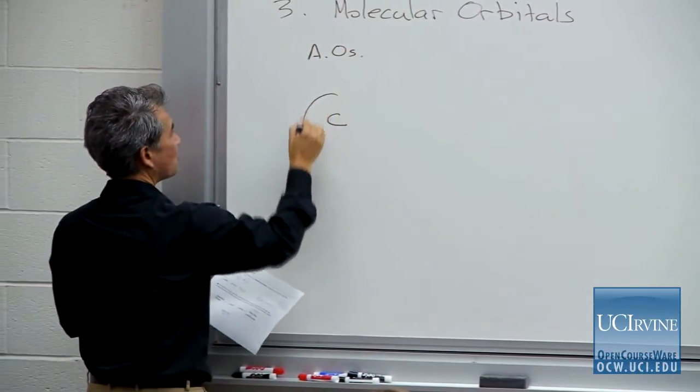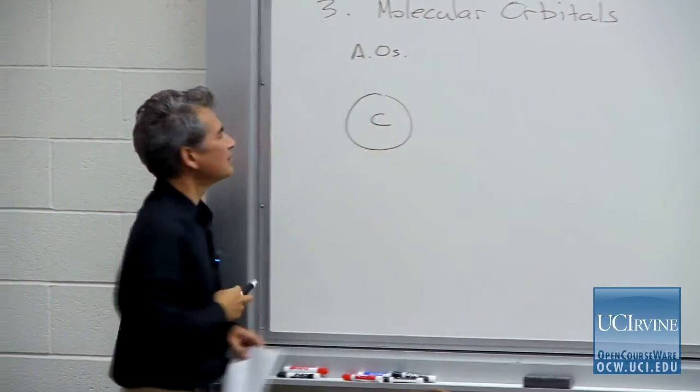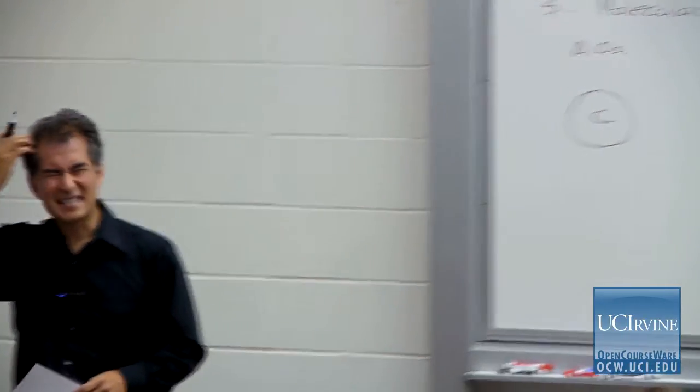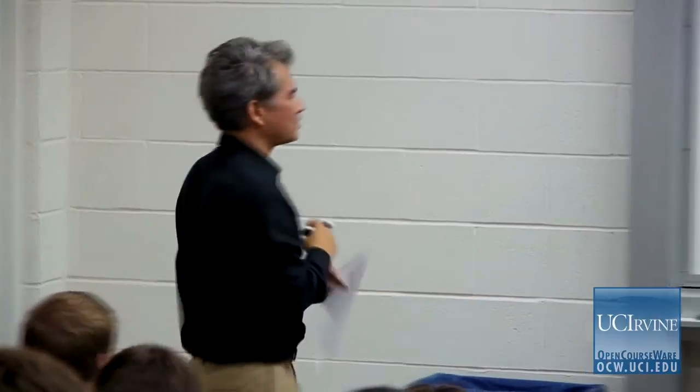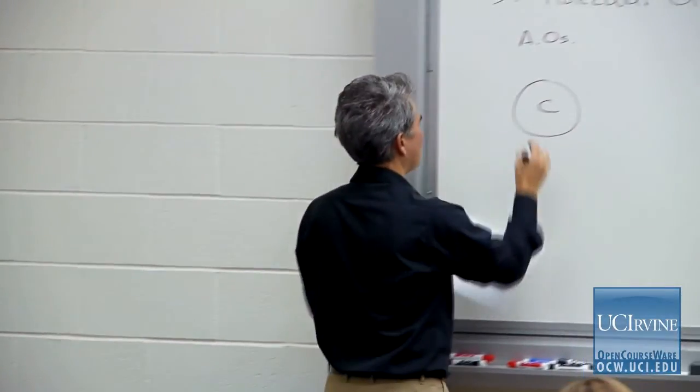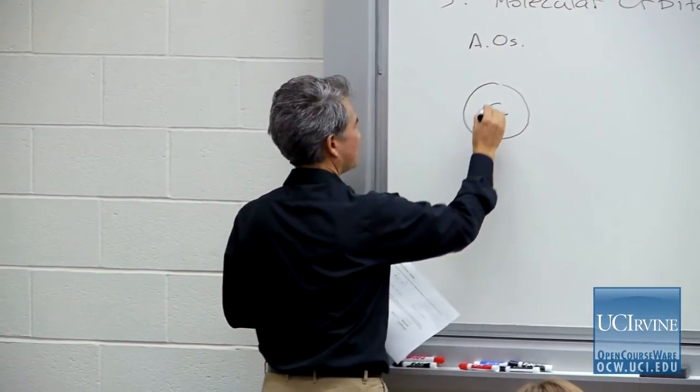There's a 2s orbital that's shaped something like this. And I'm not going to worry about the phasing. There's this egg yolk shape part of the orbital that's in the center. I'm not even going to draw that because it will make the picture too confusing.